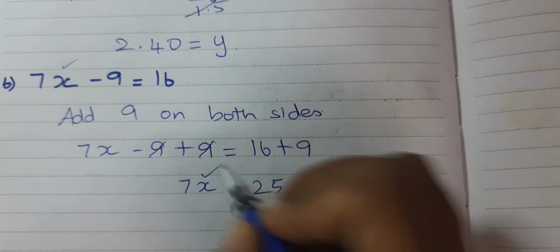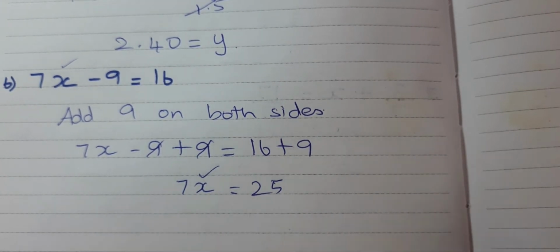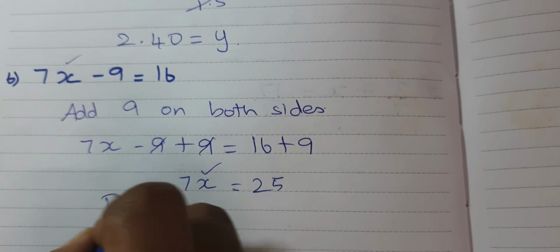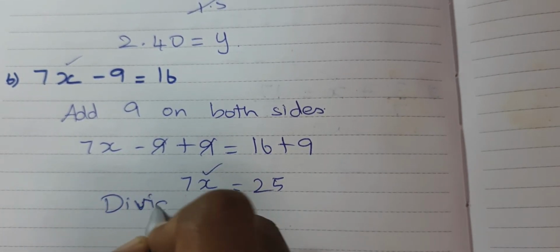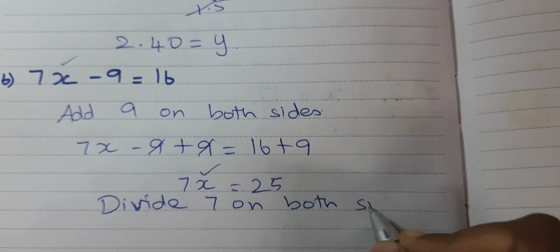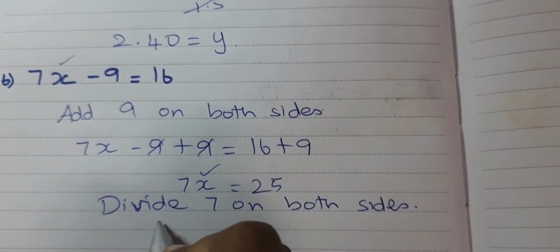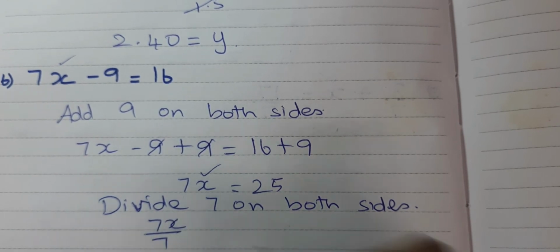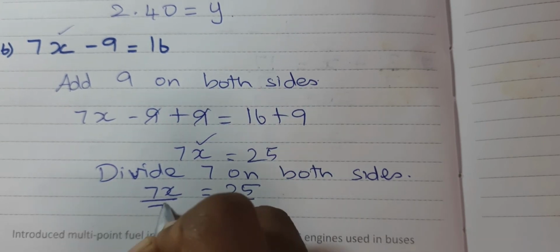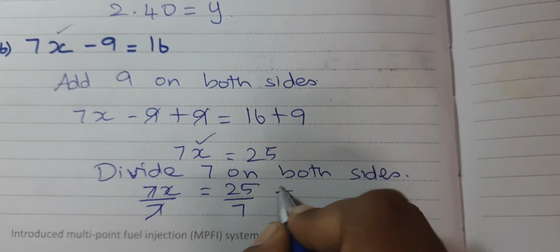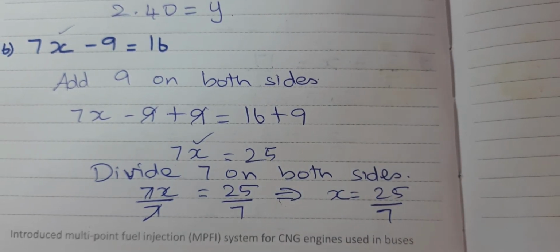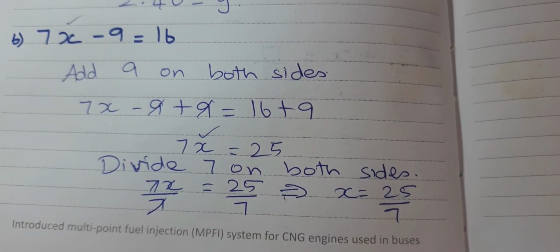I have to find out the value of x. But it is given as 7 into x. It is multiplication. If it is multiplication means the reverse form is division. So divide 7 on both sides. So 7x by 7 equal to 25 by 7. 7 will get cancelled. So the answer is x equal to 25 by 7. So answer is x equal to 25 by 7.